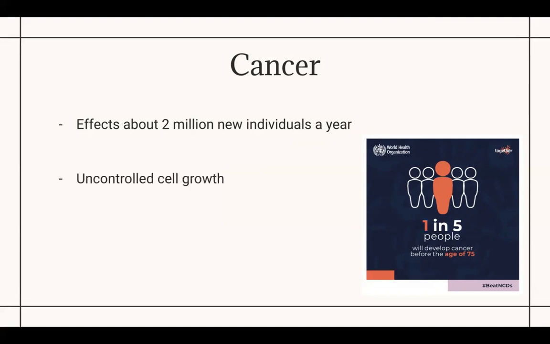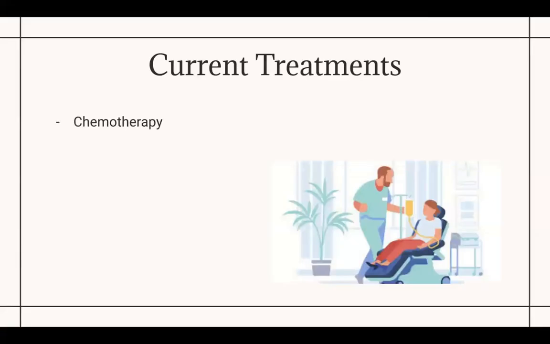And we characterize cancer as uncontrolled cell growth, meaning that the cells that make up your body start behaving differently and they grow in a manner that's unchecked and they begin to cause issues within your body. And you may be wondering, well, how do we treat cancer? So there's currently no cure for cancer. There's only treatments, and the most common is chemotherapy.